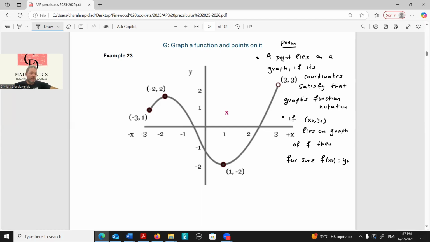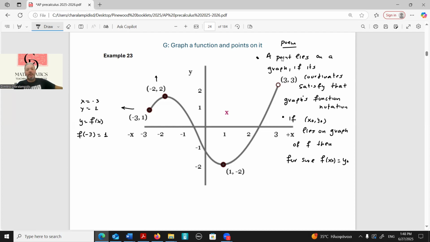In example 23, which is the example we have in front of us, we can see that, for instance, (-3, 1) is a point on that function. What would that mean? This means that when the input value x is -3, then y is equal to 1. But remember that since we are talking about a function, these two are related through a function's notation, and the function's notation is always of the form y equals f of x. So basically, another way to represent this point would be by writing that f of -3 is 1.